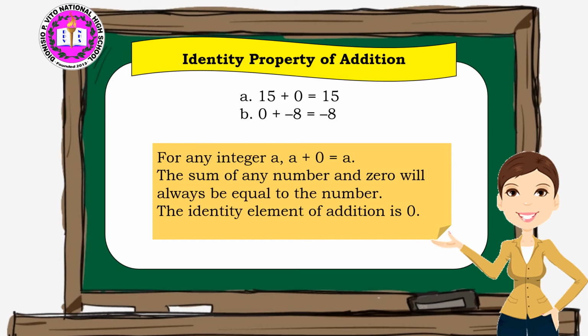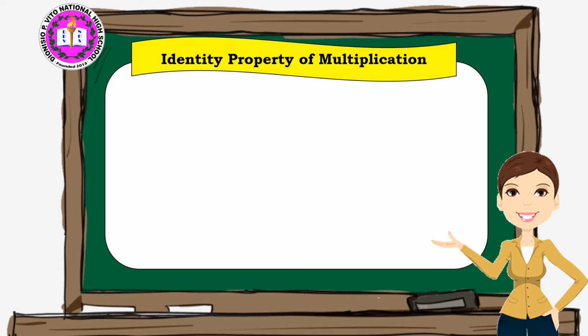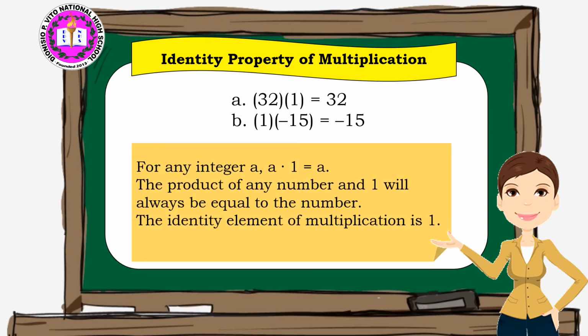For any integer a, a + 0 is equal to a. The sum of any number and 0 will always be equal to the number. The identity element of addition is 0. The next property is the identity property of multiplication. For example, 32 × positive 1 is equal to positive 32, and positive 1 × -15 is equal to -15. For any integer a, a × 1 is equal to a.